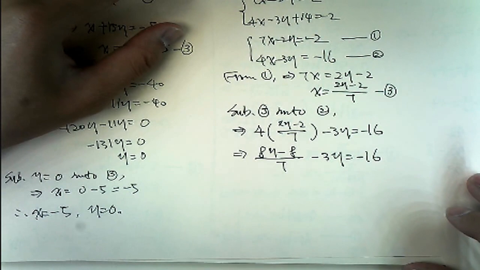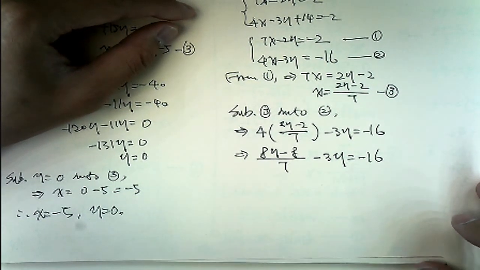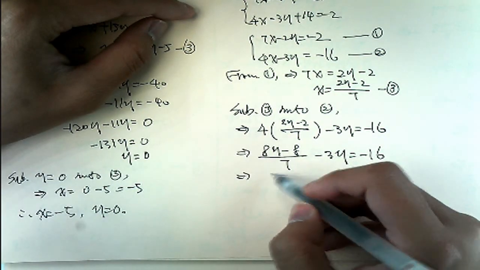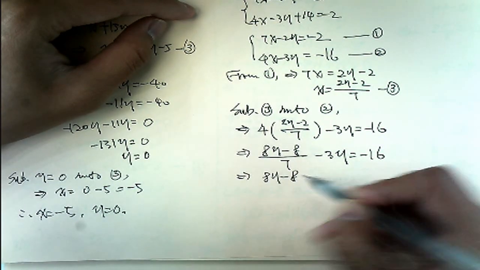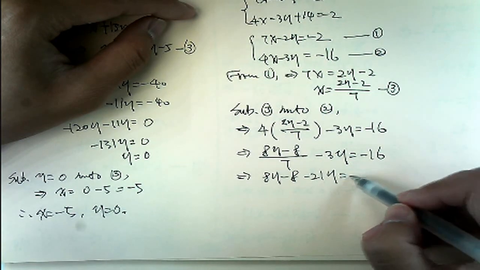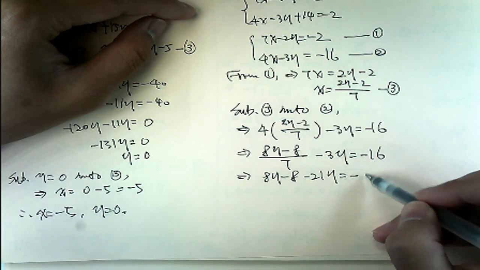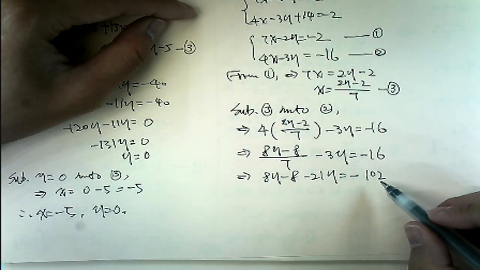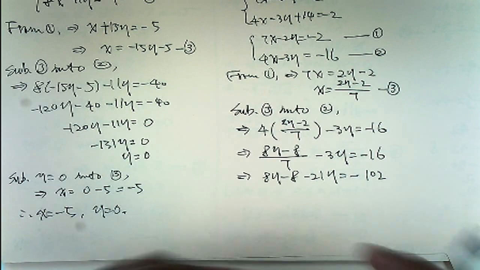So you have to remove the 7, right? You have to times all the terms by 7. So for this big term you times 7, you directly cancel. And then for this one is 21y minus, for this one it should be 102, is it? 112, okay, not 102.